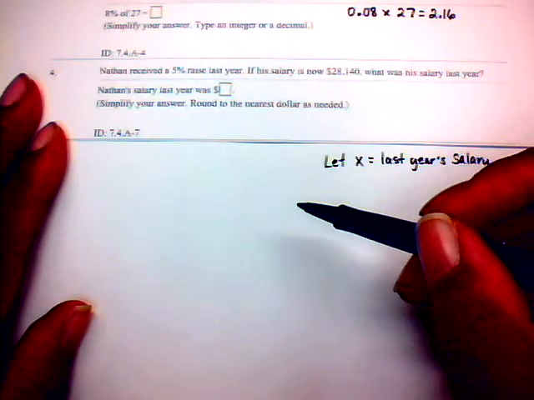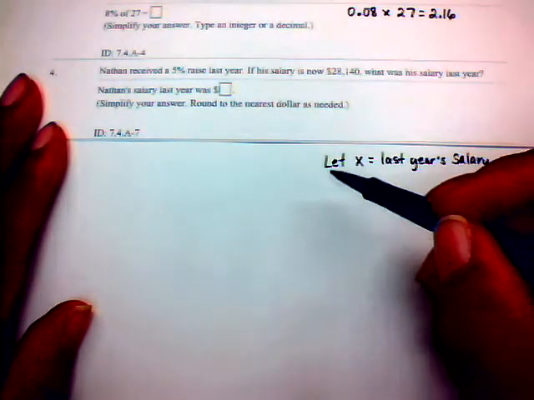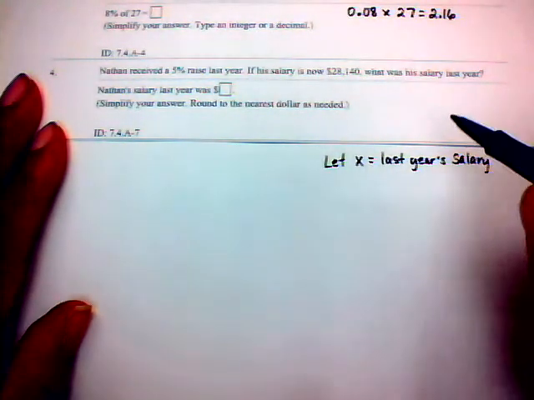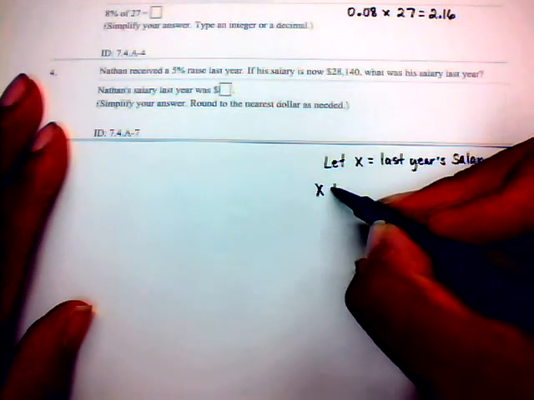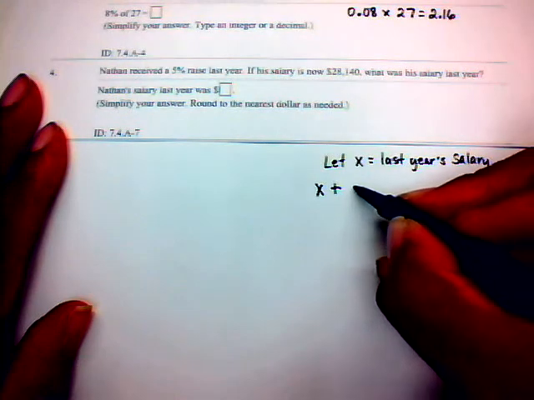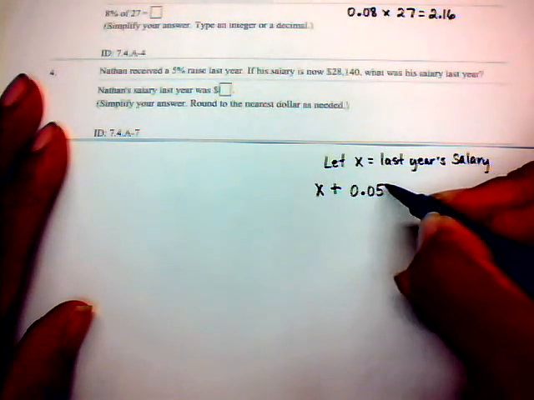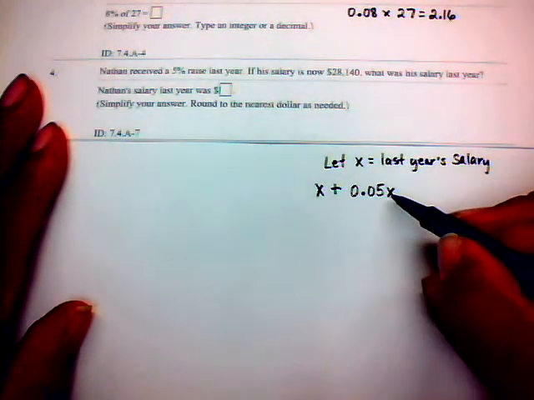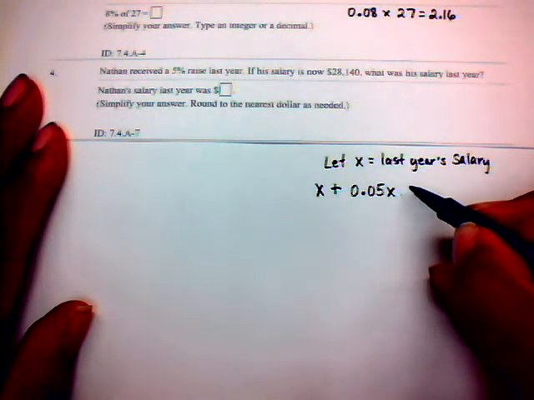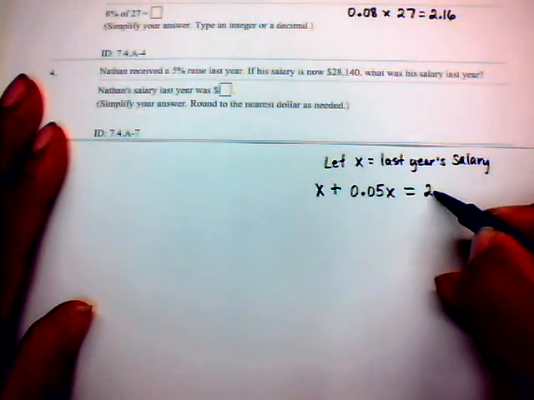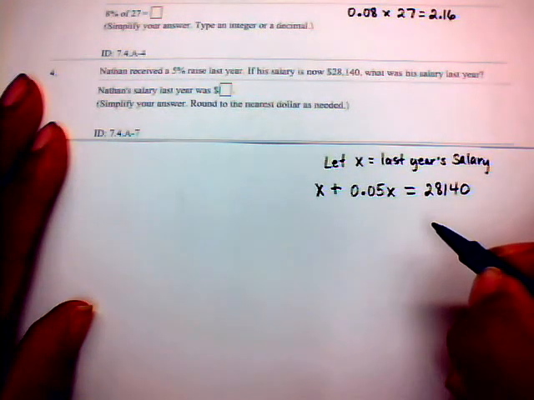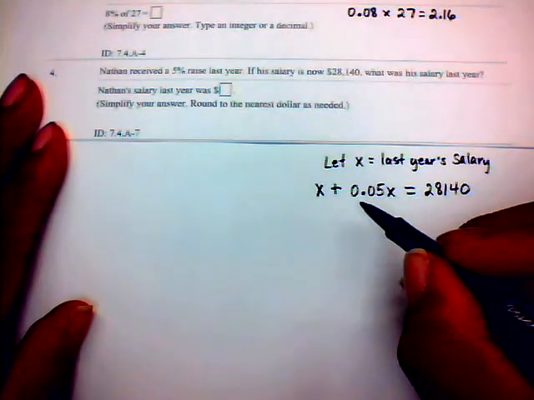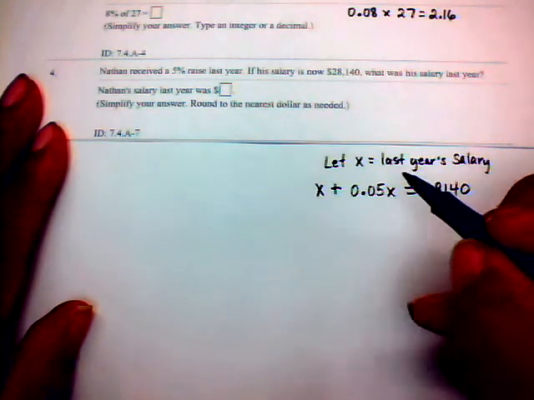Okay, now he got a 5% raise. That means he received 5% of his salary from last year. So the salary that he got from last year plus 5% as a decimal will be 0.05 times whatever his salary was from last year will equal $28,140. Okay, so here's the equation that we're going to have to find out what x is.